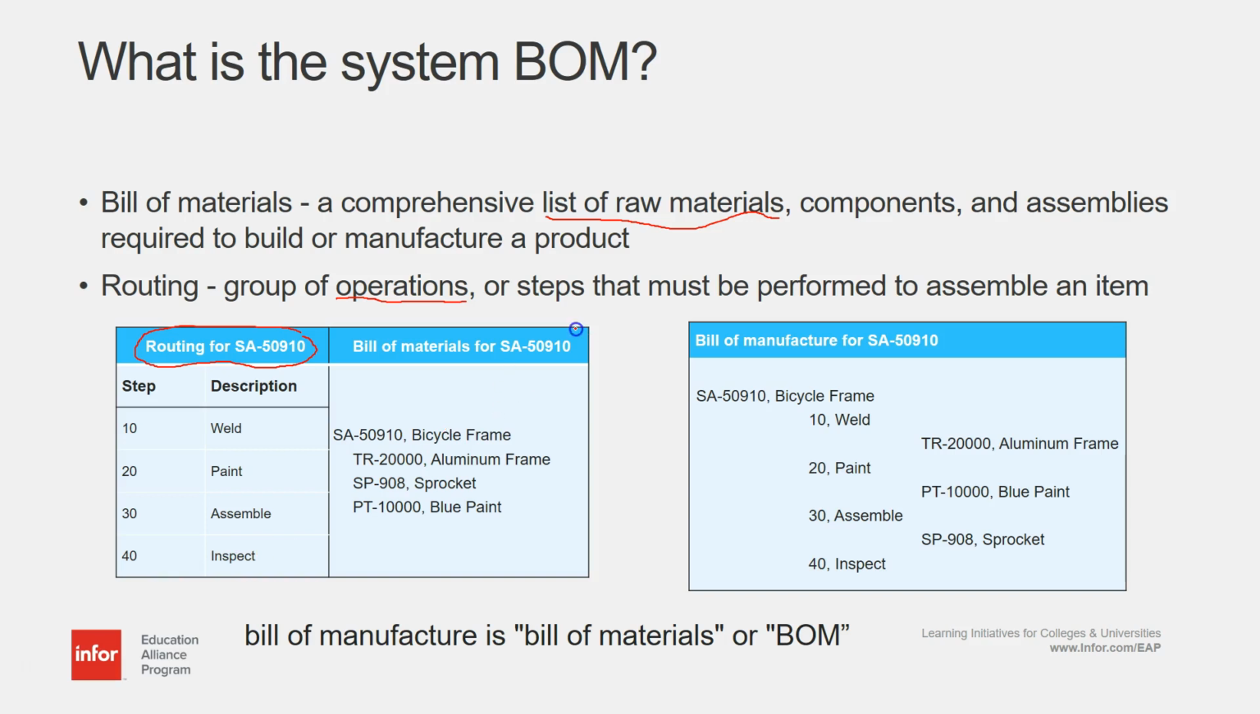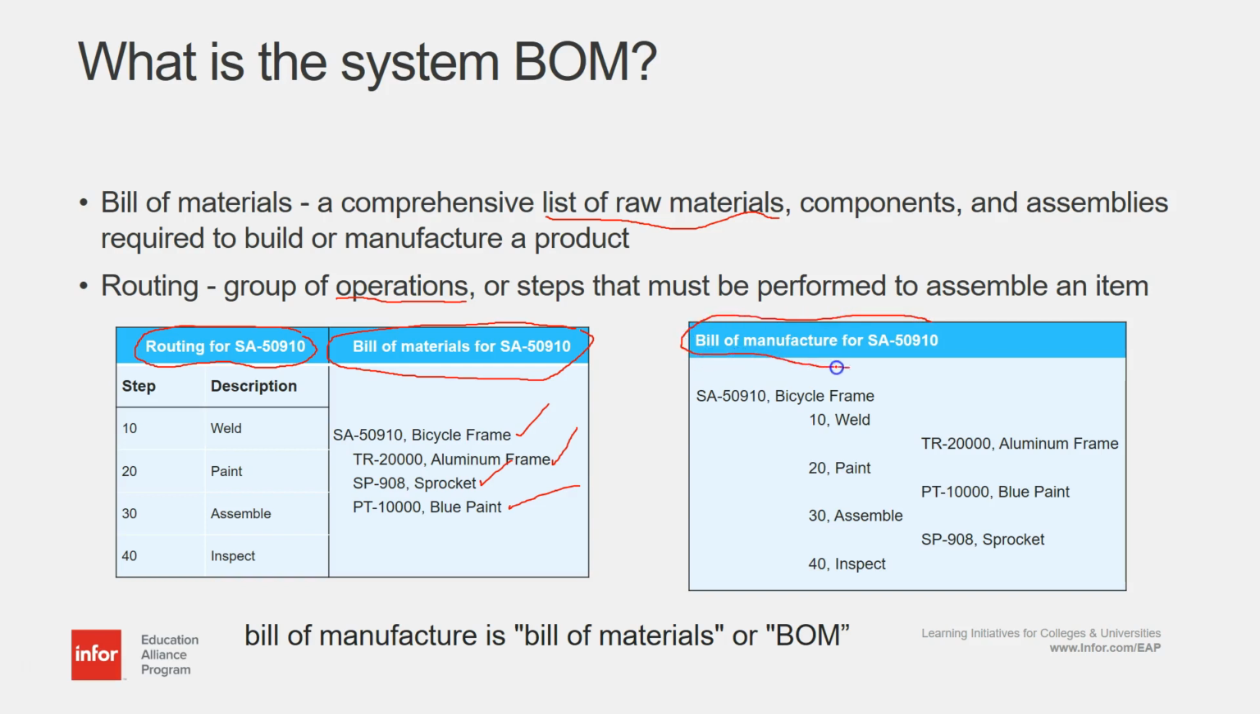The actual bicycle, the bill of materials. You want a frame, aluminum frame, I guess, a sprocket, and some blue paint. So you take the aluminum frame and you assemble it, the sprockets, and you paint it, and it becomes a finished product. It could also be known as a bill of manufacture.